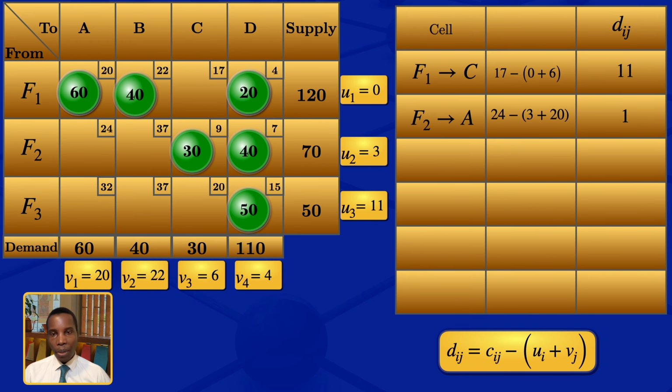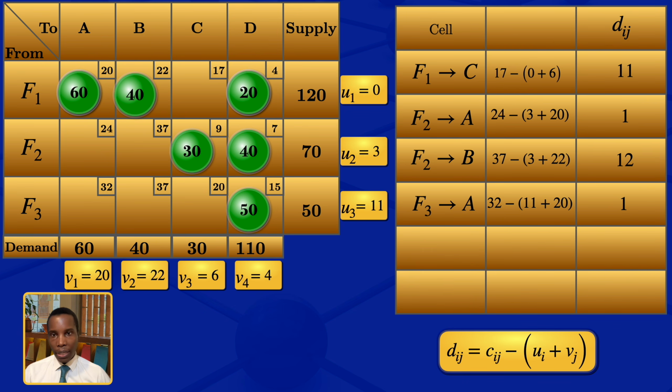Then the next unoccupied cell is this one here, that is cell F2 to B. For cell F2 to B, we are looking at 37 minus the sum of these two. So we'll be saying 37 minus (3 plus 22), and that will give us a 12. And the next unoccupied cell is cell F3 to A. For cell F3 to A, we are looking at 32 minus the sum of these two values, and that will give us 32 minus (11 plus 20), which is equal to a 1.